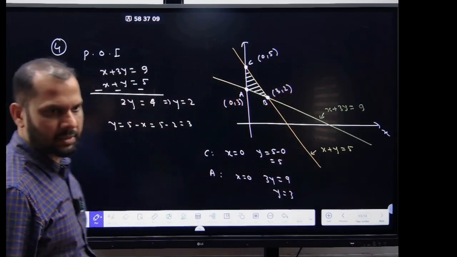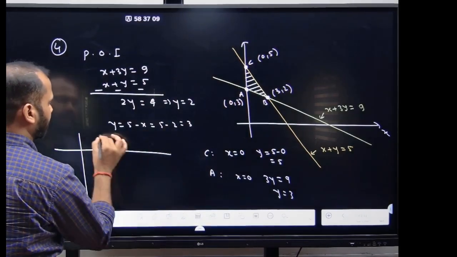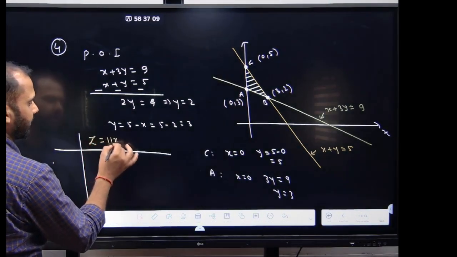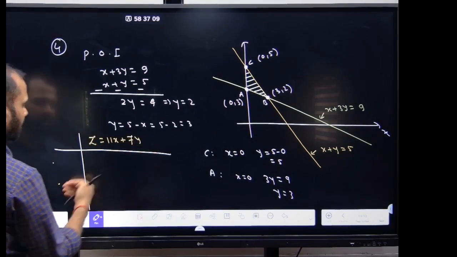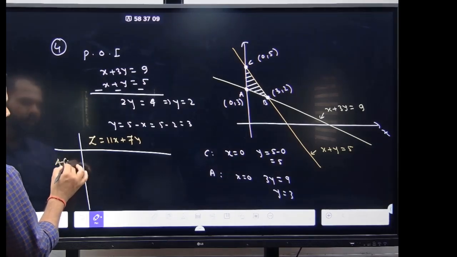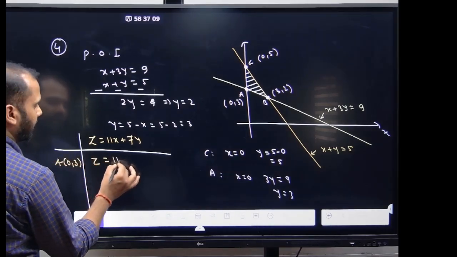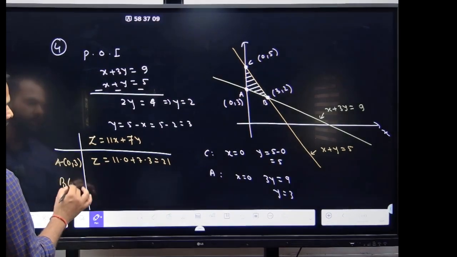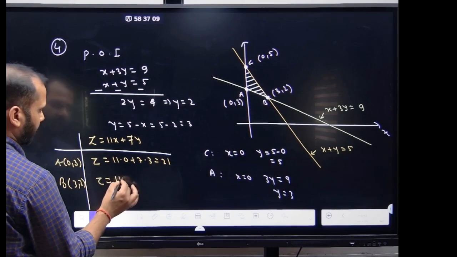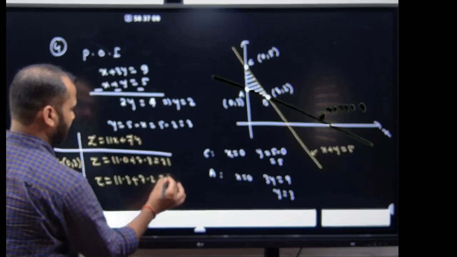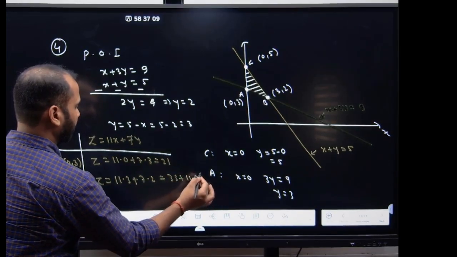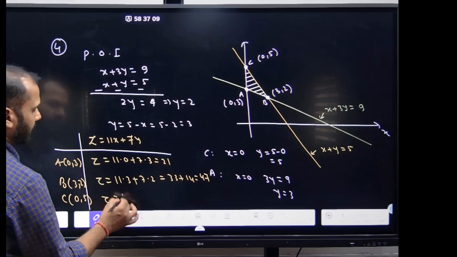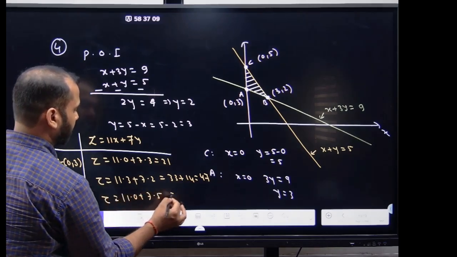Now you know how to maximize, minimize it, right? So here I will be writing z. Tell me what is the z value? Z that you have to maximize is 11x plus 7y. What are these points? So point A you know 0 comma 3. You calculate z. 11 into 0 plus 7 into 3, 21. Then B, 3 comma 2. Z will be 11 into 3 plus 7 into 2. How much it is? 33 plus 14. I think 47. Next C, 0 comma 5. Z will be 11 into 0 plus 7 into 5. How much it is? 35.